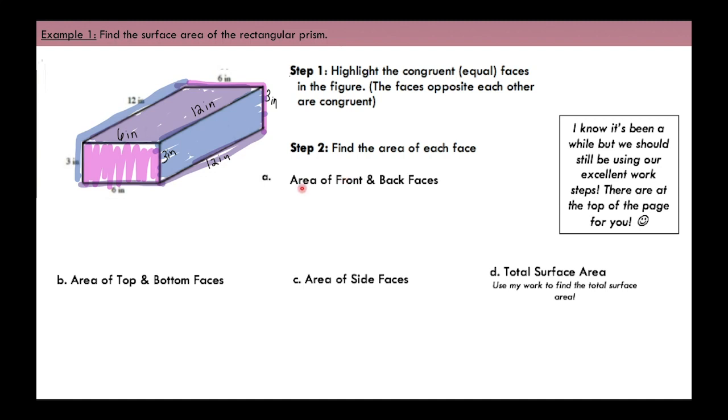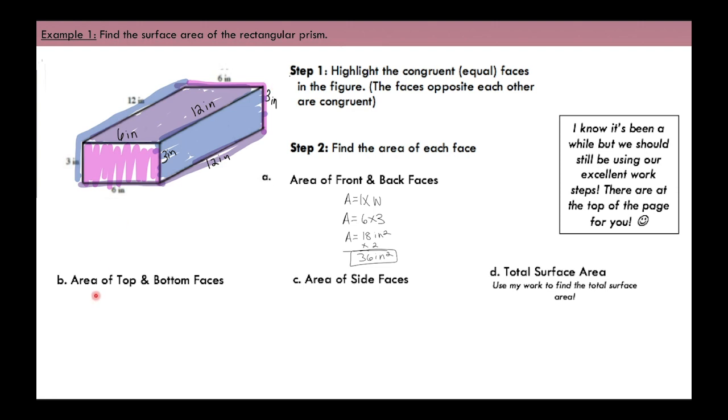So starting with my first area, front and back, the pink that we colored, remembering our excellent work steps we should be doing, they're at the top of each page for you to remember, but I always start with my formula. And I have a rectangle, so I use length times width. I'm going to substitute in 6 and 3, and then I get 18 inches squared. But this isn't our final answer just yet. So this would just be the area of the front face. Remember, we have the front and the back. So I want to include this front piece and this back piece. So I'm going to multiply this by 2 to get 36 inches squared to represent the area of both of these faces that are congruent to each other.